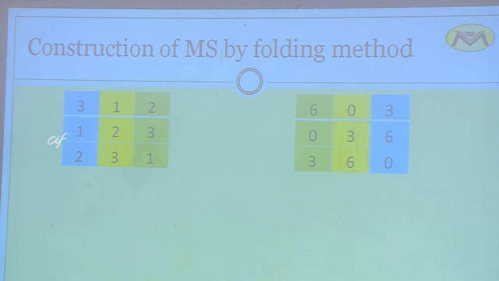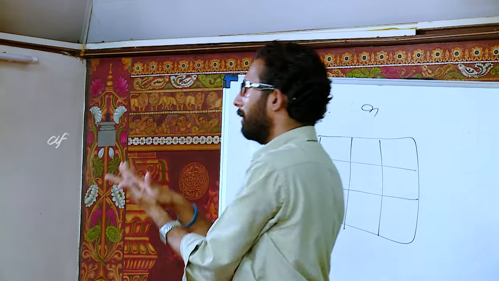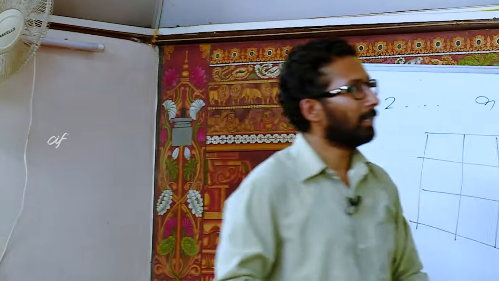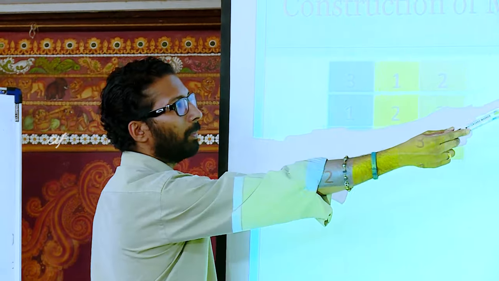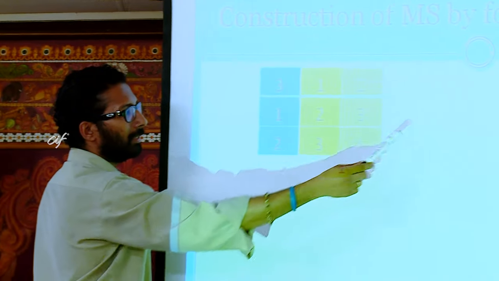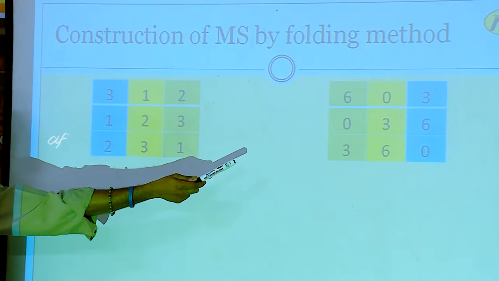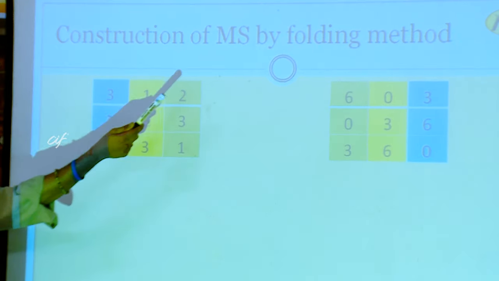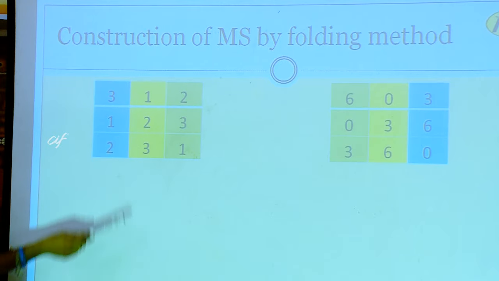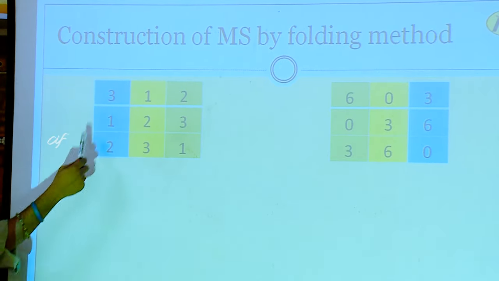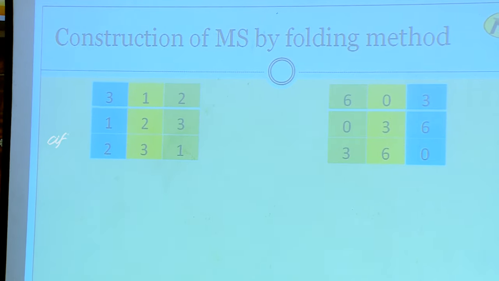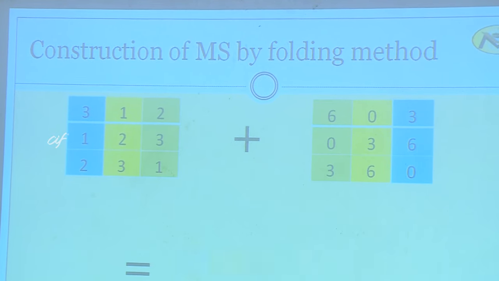3's. And what you have to do is add it as if you are folding your palms like this. So when we are folding it like this, the little finger will get added to the little finger, the ring finger will get added to the ring finger, and the middle finger will get added to the middle finger. So what will happen here is this 2 will get added to 6. 3 will get added to 3. 0. 1 will get added to 3. Again, 1 will get added to 0. 2 plus 3. 3 plus 6. So 3 plus 3. 1 plus 6. 2 plus 0. So when we fold it like this, we get a magic square.